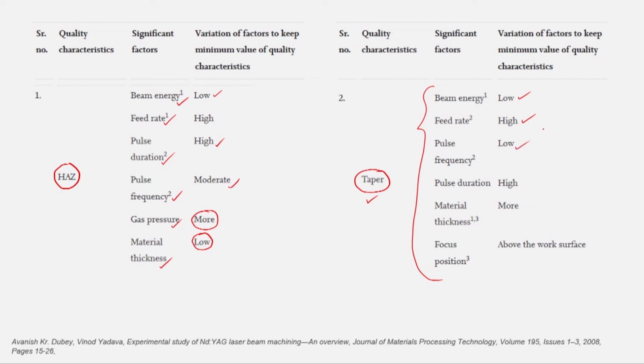Here it is a peculiar thing. If the frequency is low, that means the number of pulses per second would be less, and we can have uniform dissipation of heat along the z direction, along the depth. That is why the frequency is recommended to be low. Duration of the pulse is recommended high, and the thickness of the material should be more, so that more material is available for the metal cutting operation. So, we can get relatively less taper.